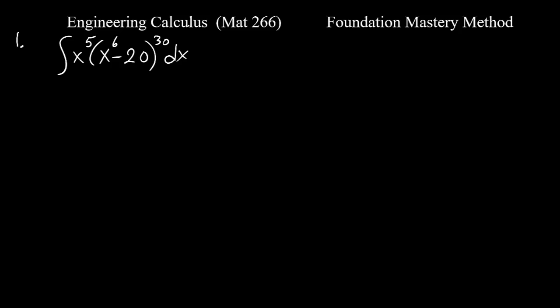So in this first example, we're integrating x to the 5th times (x to the 6th minus 20) to the 30th power. So how do we do that? Well, we're going to make a u substitution. We're going to let u equal x to the 6th minus 20. Then du will equal 6x to the 5th dx.